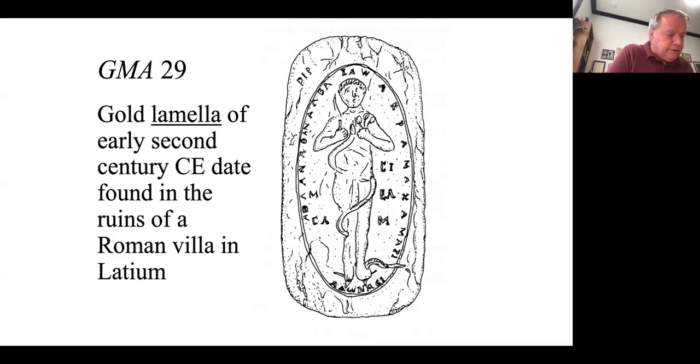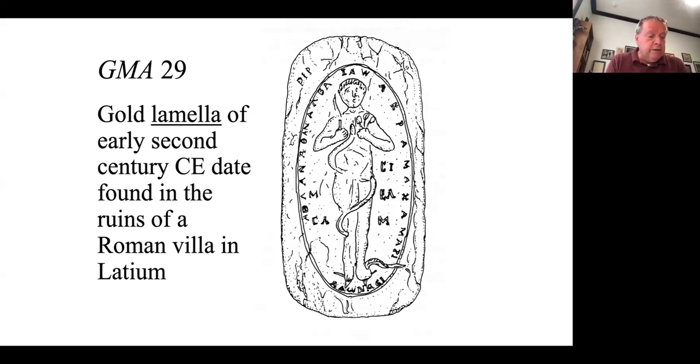that dates to the 2nd century CE and was found in the ruins of a Roman villa in Latium. In the center, we see a short-haired man who stands naked and holds 3 poppies in his left hand and a knife in his right, while a snake entwines itself upwards around his body. Although the gold lamella is itself roughly rectangular in shape, as are most foil and papyrus amulets, why is the figure framed by a carefully inscribed oval, along whose inner edge are inscribed three well-known magical words?